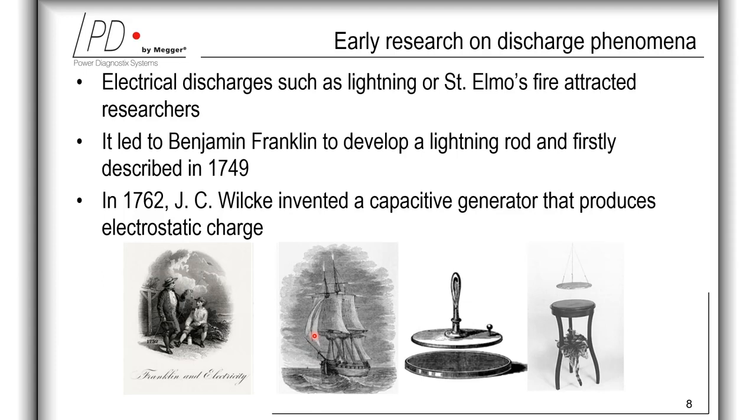In 1762, Johann Carl Wilcke, a Swedish professor, invented a capacitive generator that produces electrostatic charge. And later, Alessandro Volta named this manually operated machine electrophorus. With this electrostatic generator, the lower dielectric plate was charged using the triboelectric principle. The upper metallic plate with a handle made of insulating material was in use to transfer the charge electrostatically. However, this also caused charge transfer inside the dielectric plate.